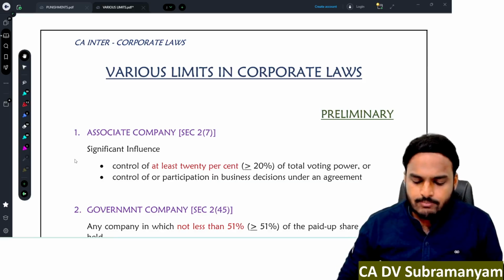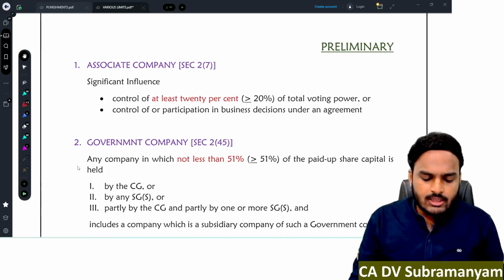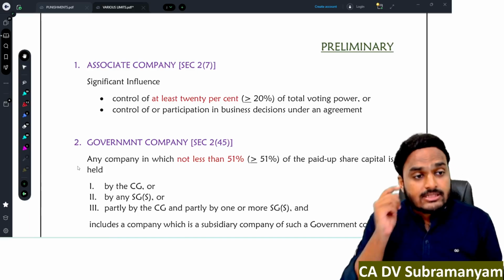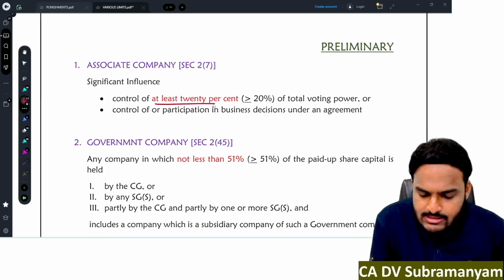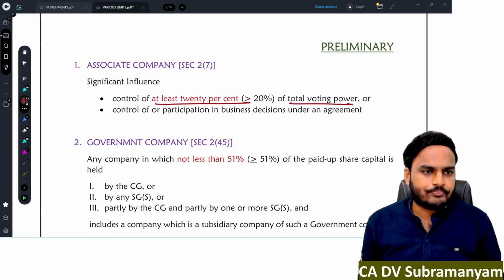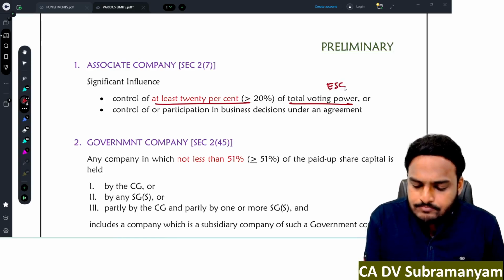Here comes our first chapter, preliminary. The first one is associate company. In the definition of associate company, the term significant influence means control of at least 20% of total voting power. As we all know, voting power comes from equity share capital.